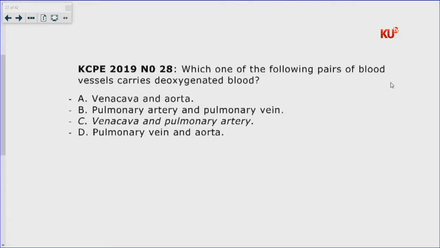2019, the other year. Number 28, which one of the following pairs of blood vessels carry deoxygenated blood? That is the key word, deoxygenated blood. Vena cava carries deoxygenated blood, aorta does not. Pulmonary artery carries oxygenated blood, so that is right. A pulmonary vein, no. Vena cava carries deoxygenated blood, correct. Pulmonary artery carries deoxygenated blood also. So the right answer was C in that question.